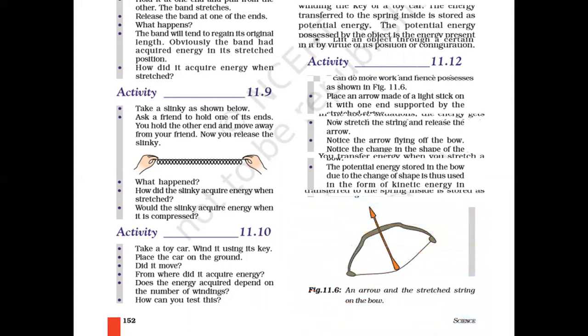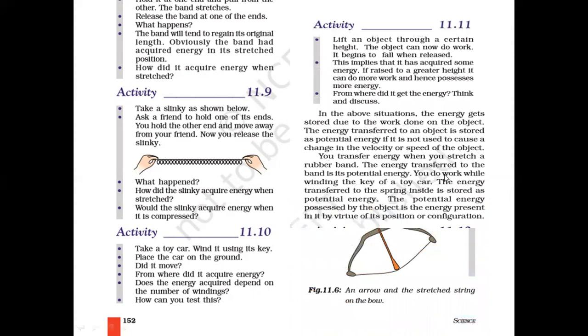When you do the work of winding the key of the toy car, the energy is transferred from the windings to the car. While we are turning the key, the energy is getting transferred to that car. That is called its potential energy.